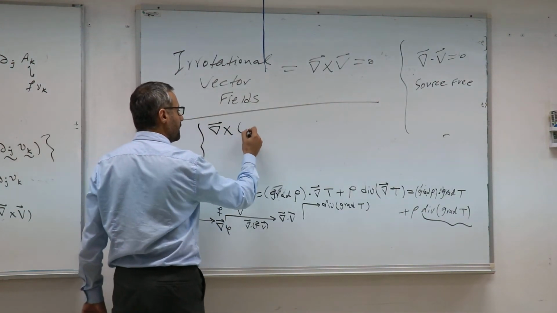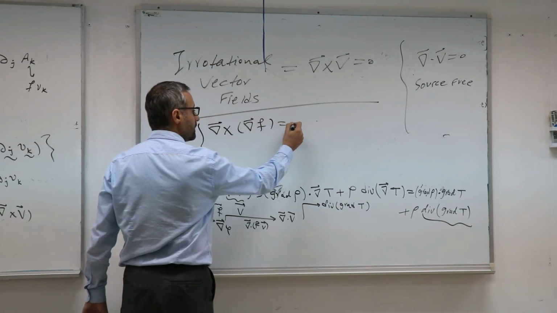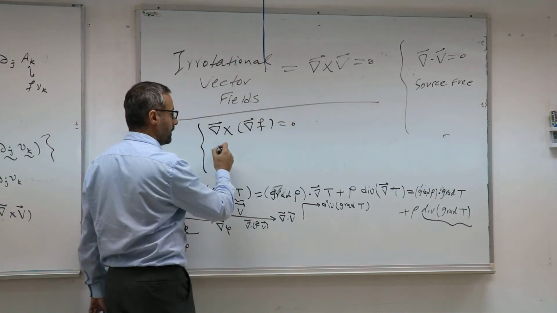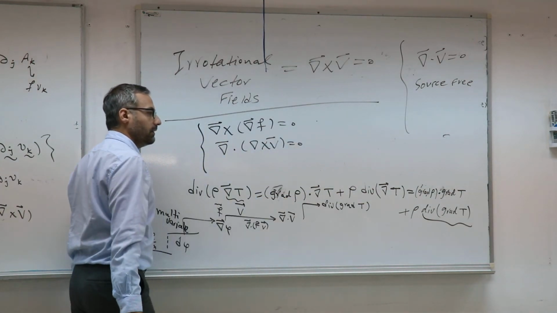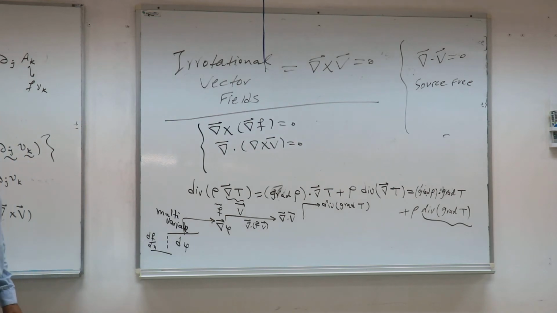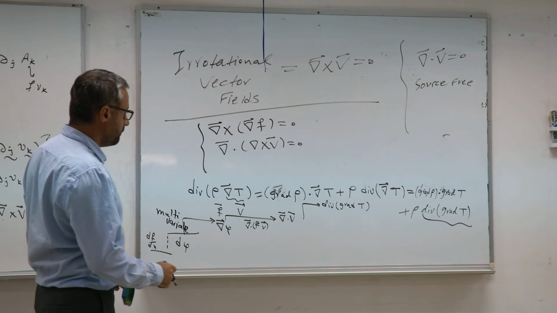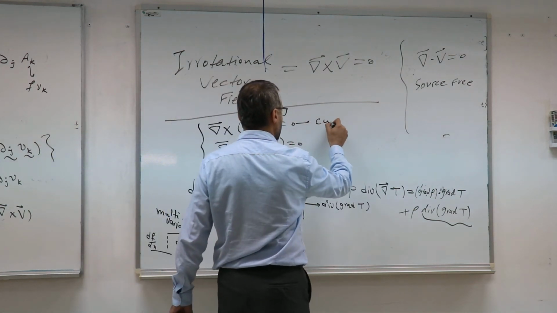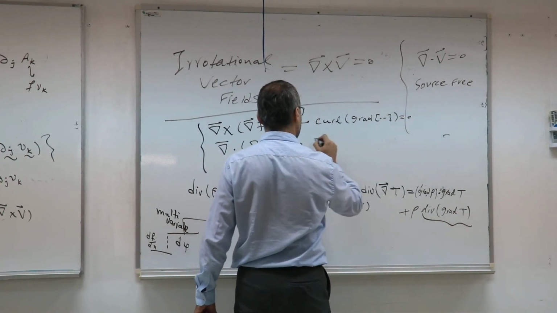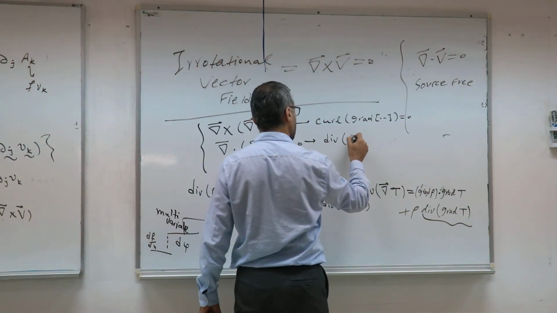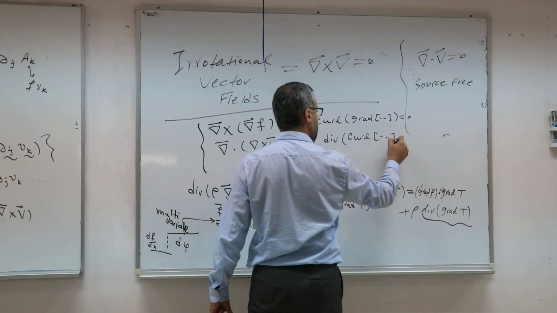For example, curl gradient of anything is 0. Divergence curl of any vector is 0. These are the two equations. What is the way? The way is the strategy which I used to prove, so you can use that. So curl gradient of anything is 0, and divergence curl of anything is 0.